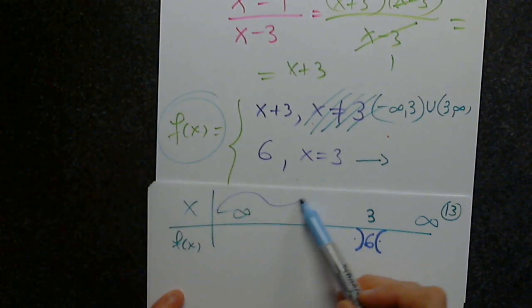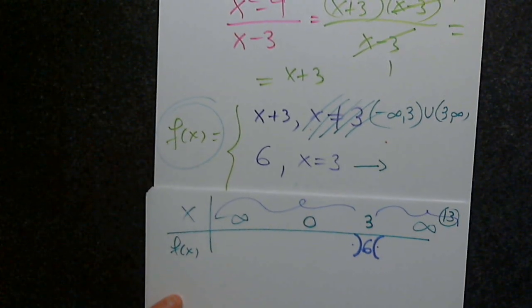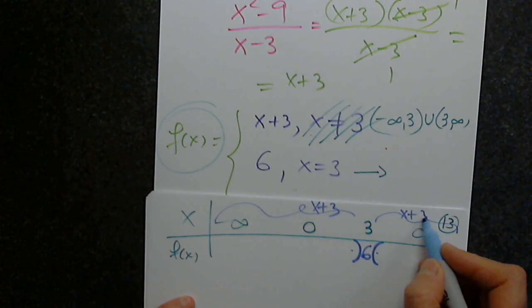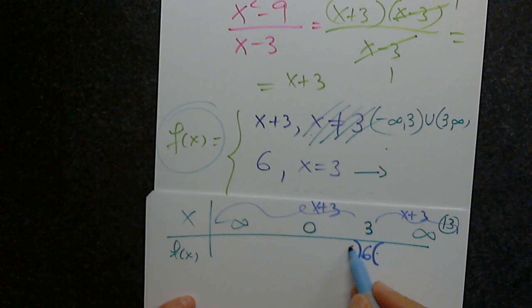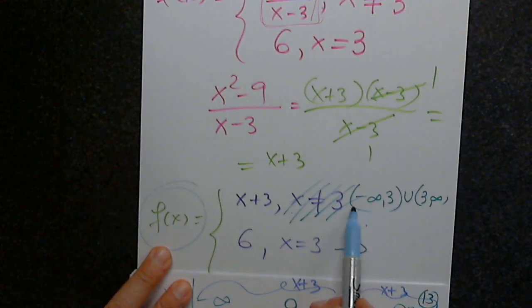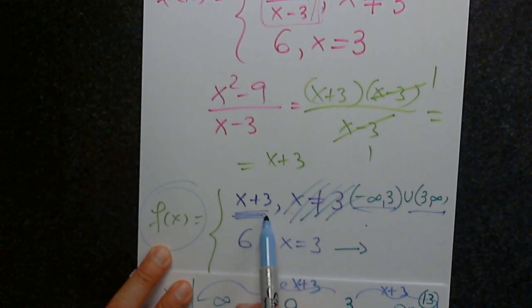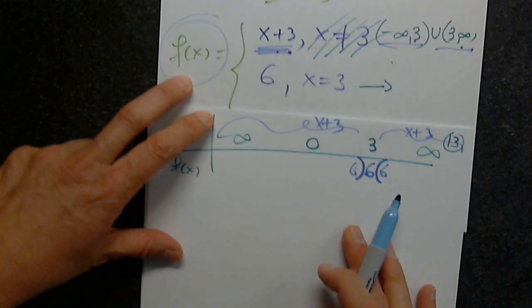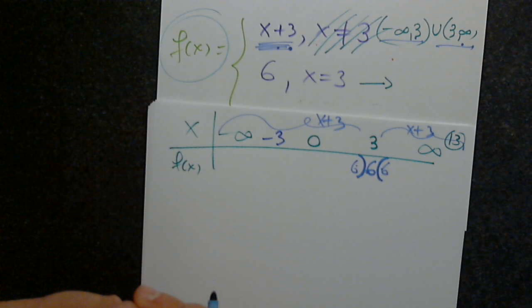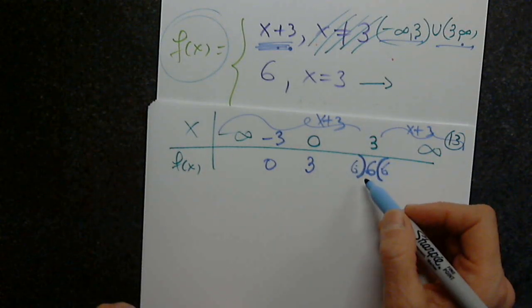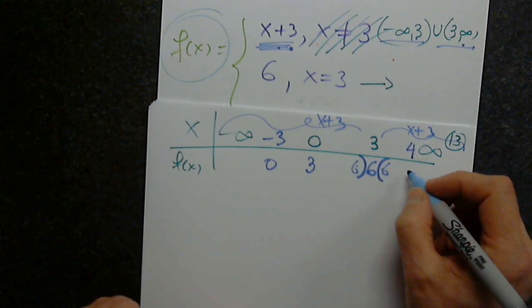Good. Which function do I use on both sides of 3 except at 3? Right, so when I plug in 3, I get 6. That is not going to be an open point. Left is x plus 3, right is x plus 3. Okay. Good, so let's plug in some numbers. I'm going to plug in -3, and I get 0. I'm going to plug in 0, I get 3. I'm going to plug in 3, I get 6. I'm going to plug in 4, and I get 7.